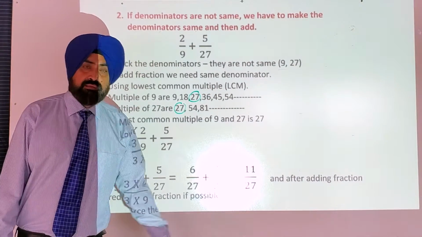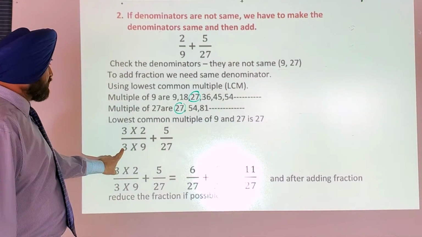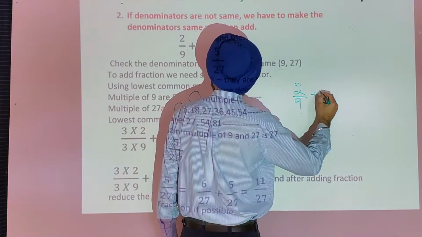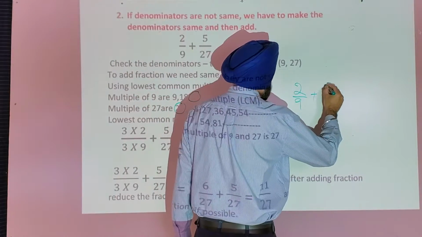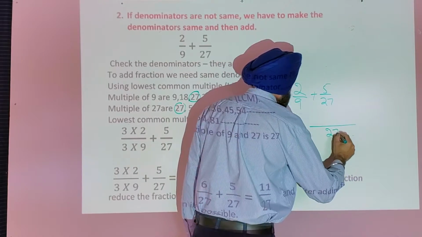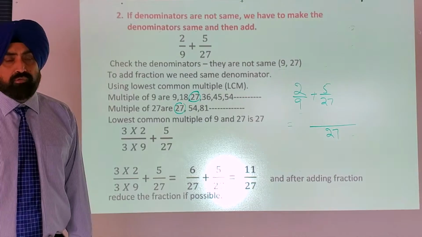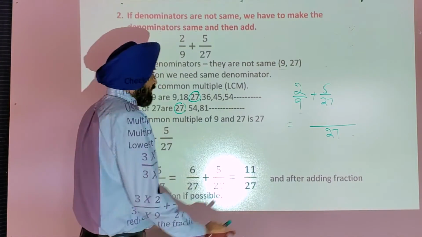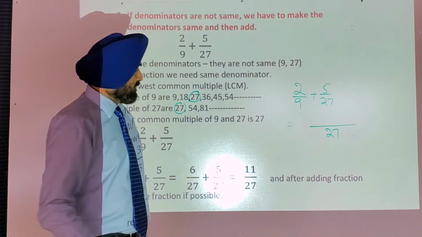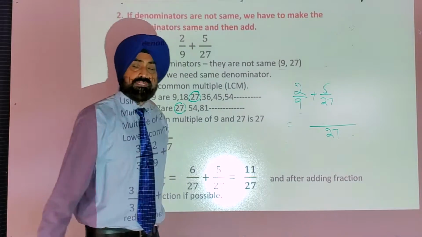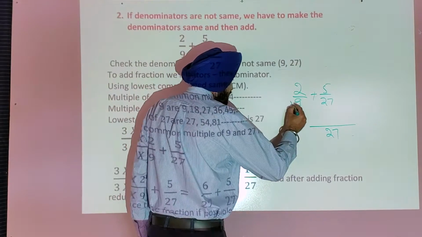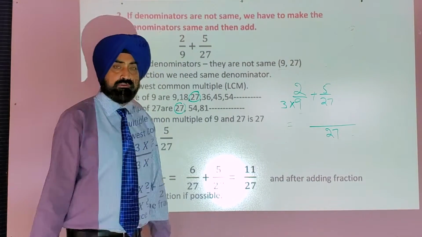So what will be our common denominator? 27. So 2 over 9 plus 5 over 27, the common denominator is 27. Using the lowest common multiple, we got 27. Now, this is already 27, so we don't have to do anything with it. But this is not 27. How can we make this a 27? By multiplying by some number. Which number will we multiply here? 3. If you multiply 9 by 3, you get 27.